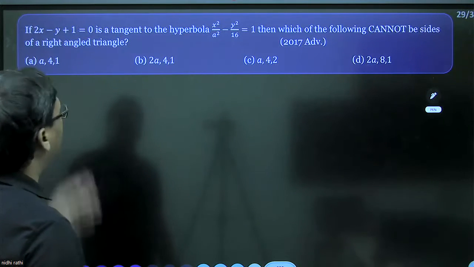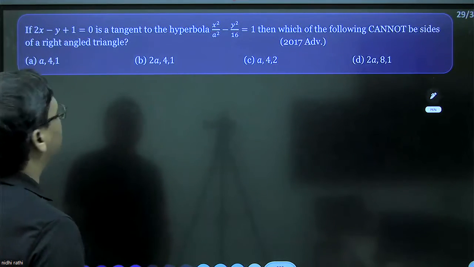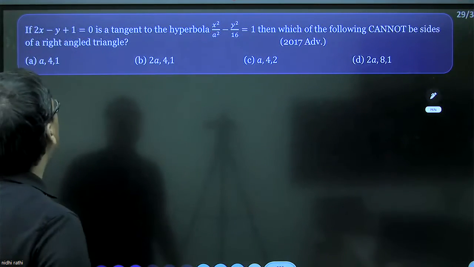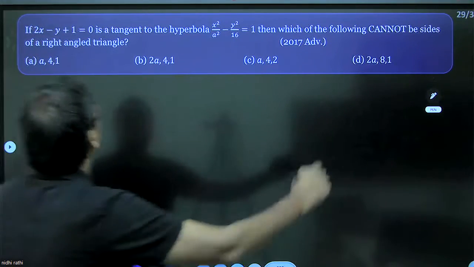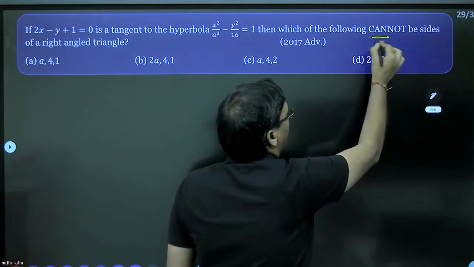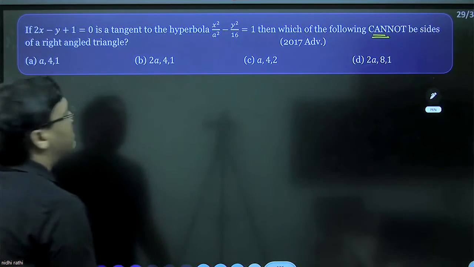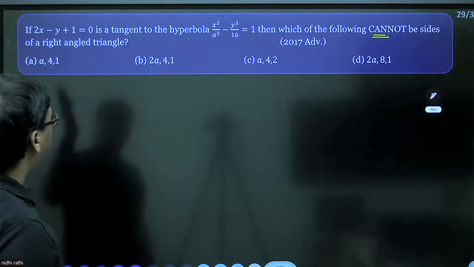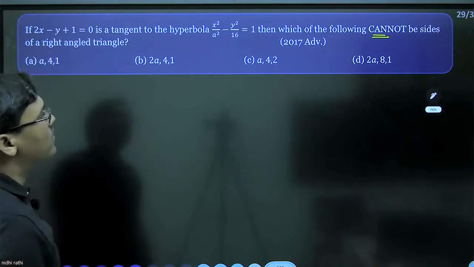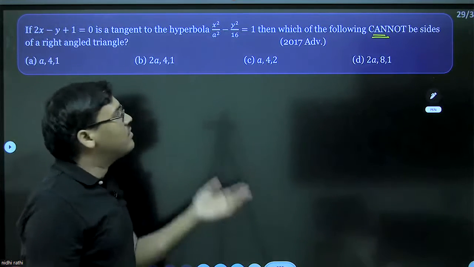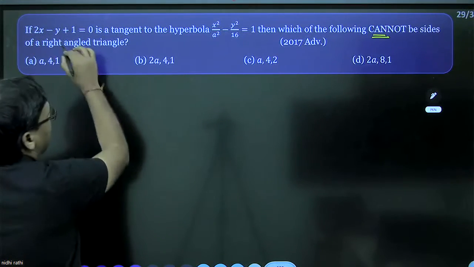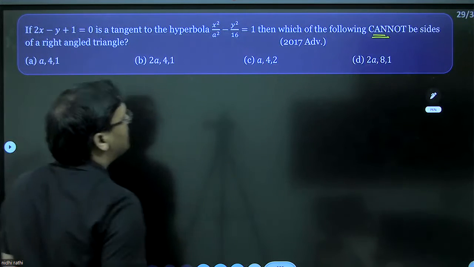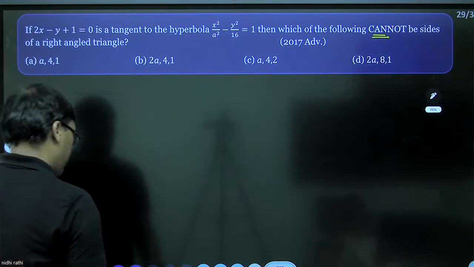So this is the last part. Let's solve this question. This was asked in JEE Advanced 2017. If this line is tangent to the hyperbola, then which of the following cannot be the sides of the right angle triangle? Now, basically there is nothing about the right angle triangle here, it is only the condition of tangency for the hyperbola, right? If this line is tangent to this, then what is the value of a? You can see here.